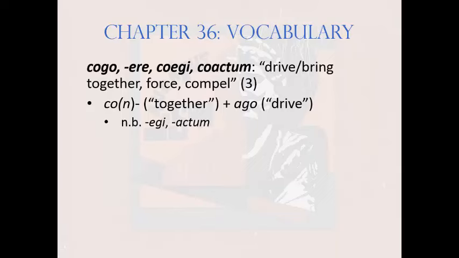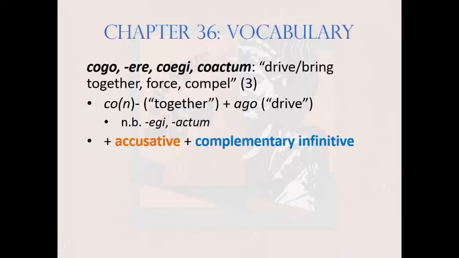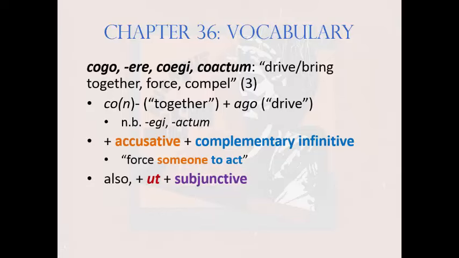actum. Sometimes cogo has an accusative noun and a complementary infinitive after it. When it does, it takes on the sense force, as in force someone, accusative, to act, complementary infinitive. Other times, it's followed by an ut clause with a subjunctive verb. In this case, meaning literally, force someone accusative, that, ut, they act, subjunctively. The accusative someone is not necessarily always stated, but it is always understood.